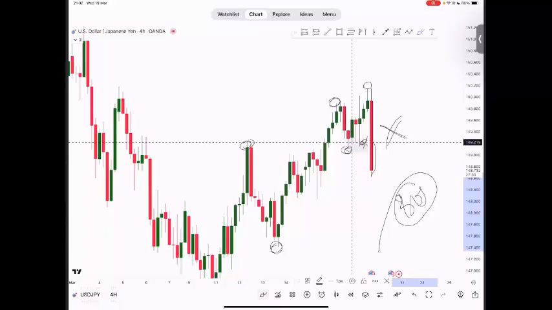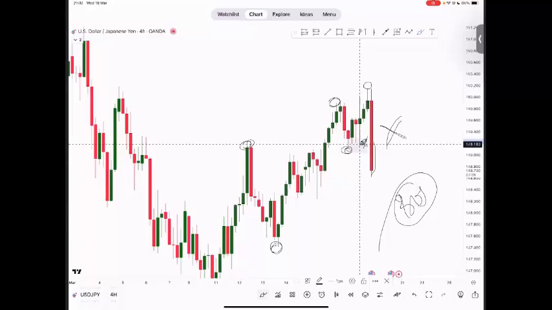Now, let me add this. This is not the only reason why this sets up, but we're treating inducements, and that is why I'm emphasizing more on inducement. We'll still get to imbalances as well. We'll also talk about imbalances and the rest of them.